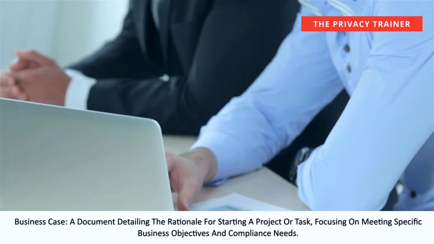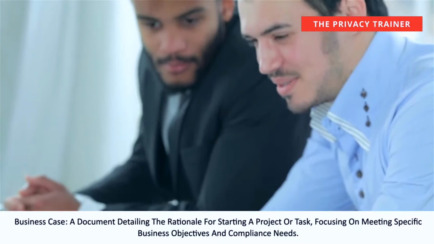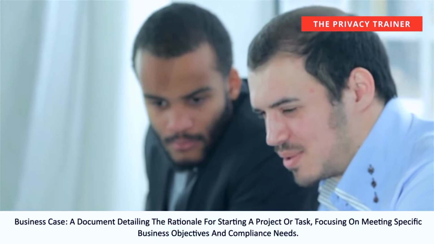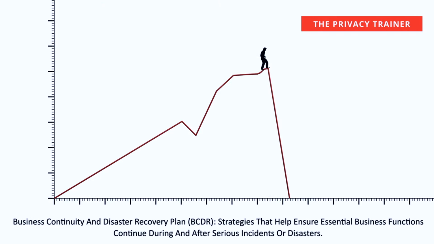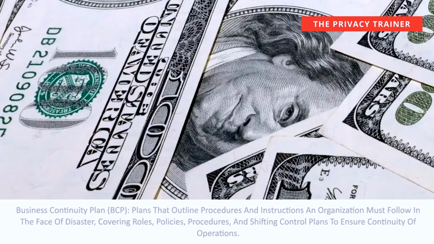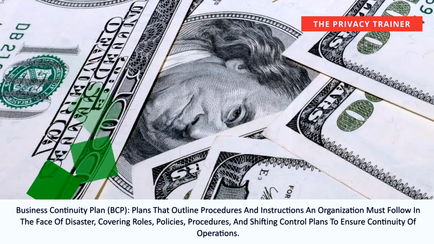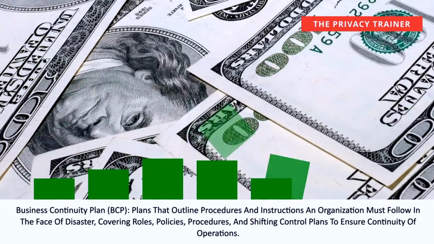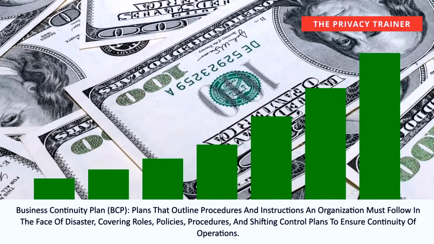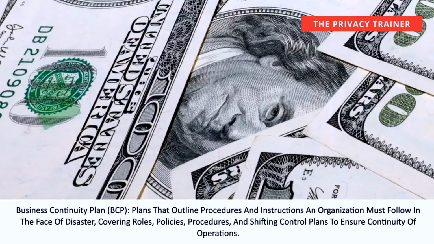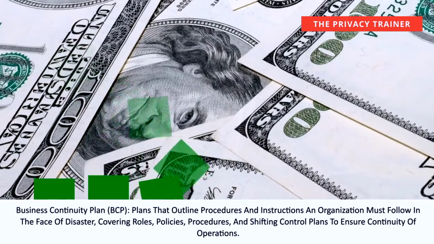Business case. A document detailing the rationale for starting a project or task, focusing on meeting specific business objectives and compliance needs. Business Continuity and Disaster Recovery Plan, BCDR. Strategies that help ensure essential business functions continue during and after serious incidents or disasters. Business Continuity Plan, BCP. Plans that outline procedures and instructions an organization must follow in the face of disaster, covering roles, policies, procedures, and shifting control plans to ensure continuity of operations.